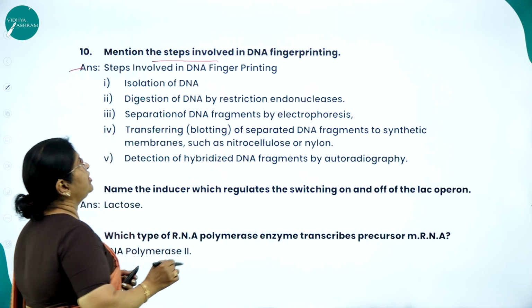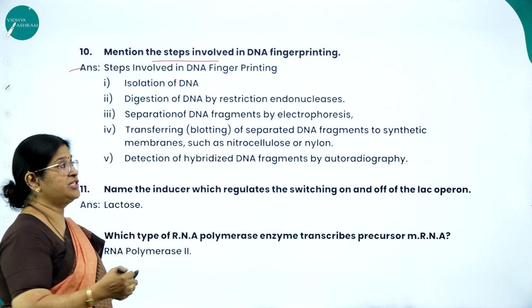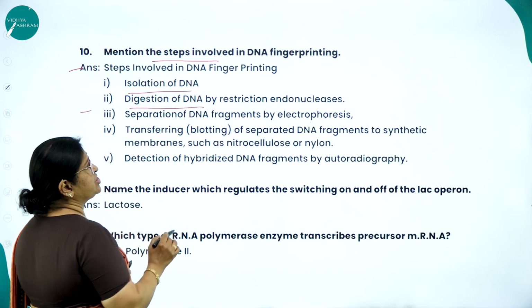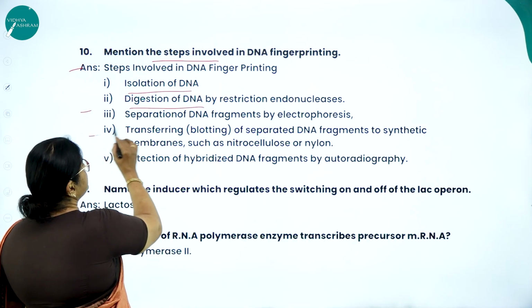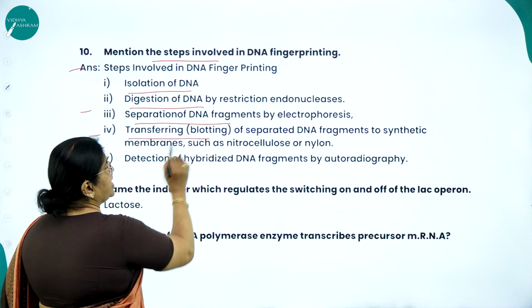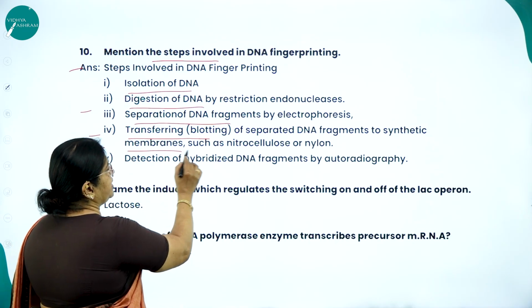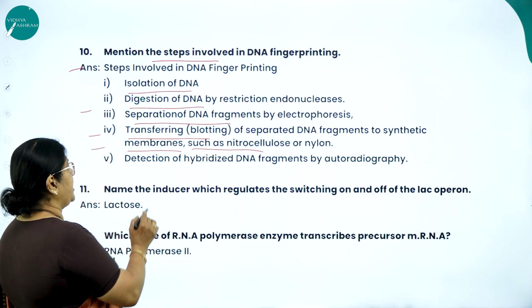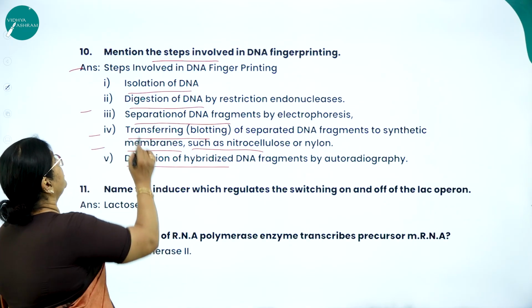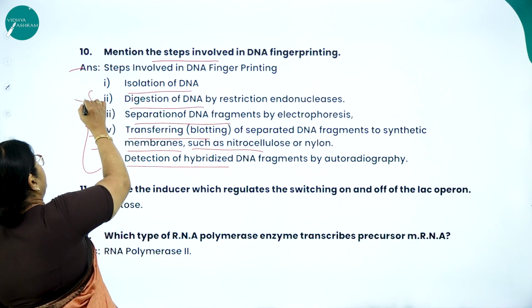Mention the steps involved in DNA fingerprinting. Already I had shown this in the flow chart. So what is the first step? Isolation of DNA, digestion of DNA by restriction endonucleases, separation of DNA fragments by gel electrophoresis, transferring, that is blotting, of separated DNA fragments to synthetic membranes such as nitrocellulose or nylon, and detection of hybridized DNA fragments by autoradiography. This is also a very important question from the examination point of view.